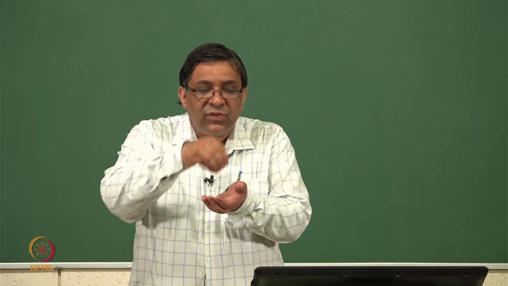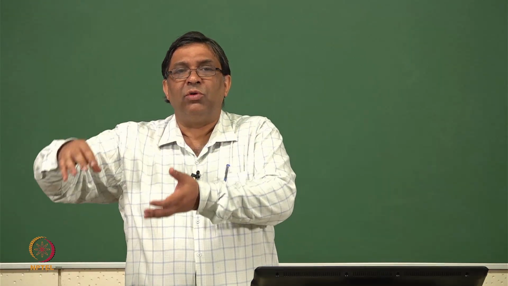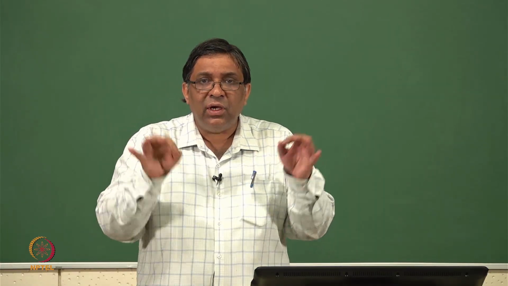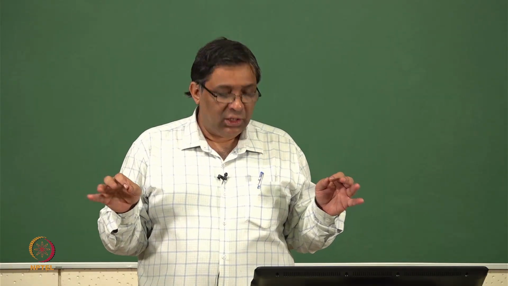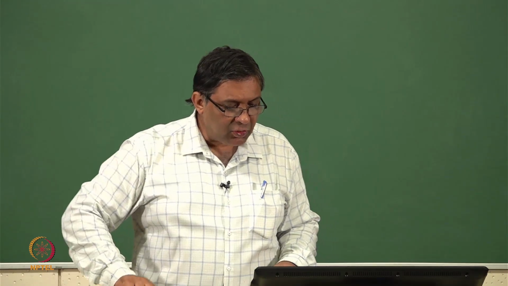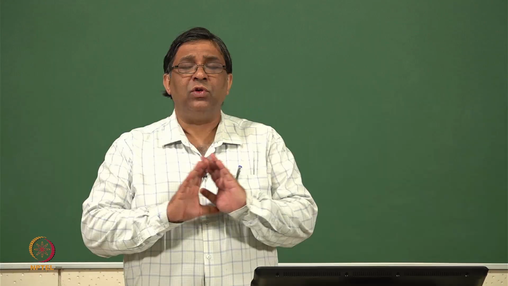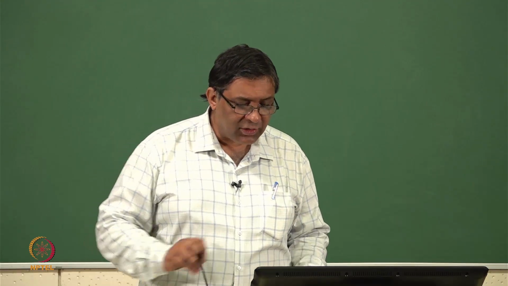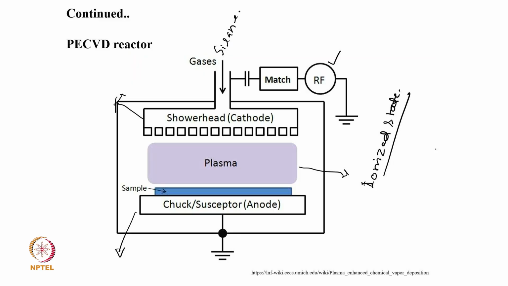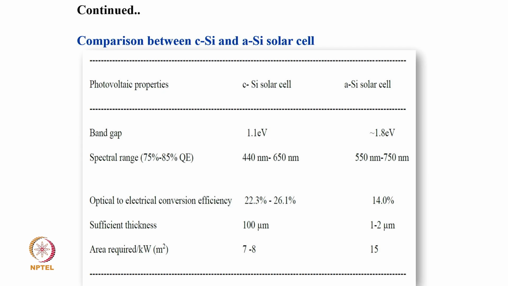And then this hydrogen gets incorporated in the amorphous silicon, because hydrogen is very light and can very easily diffuse through the structure. The dangling bonds get terminated by hydrogen, so you reduce a lot of dangling bonds and the recombination centers, and you make a hydrogenated amorphous silicon. Then you make a solar cell out of this and compare with the crystalline silicon solar cell, which is a standard technology.